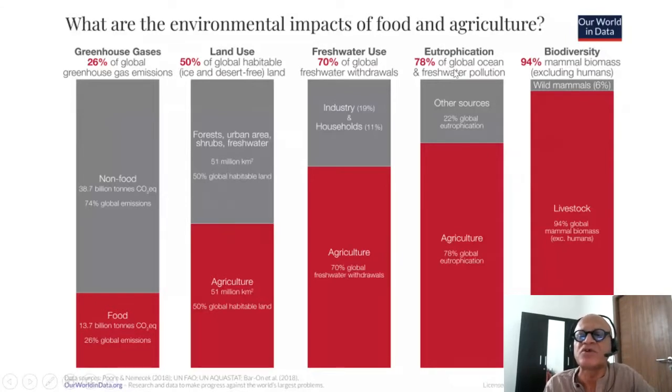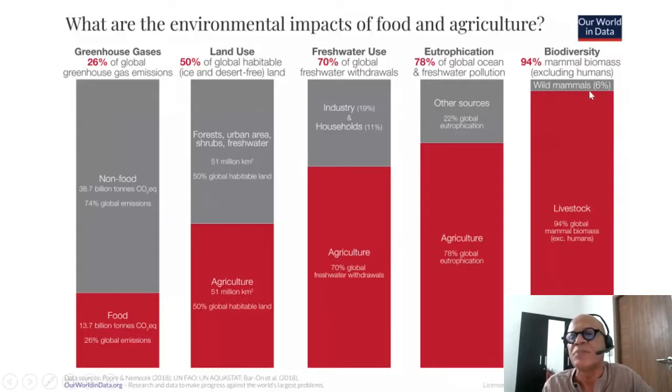Eutrophication, 70% of the global ocean and freshwater pollution. I will show more details of this a little bit later on. So agriculture is 78% of the source for global eutrophication. So all this nitrogen fertilizer use, and the way soil erosion happens in agricultural land because of tillage practices and so on, and livestock management, grazing practices and so on, also contribute.